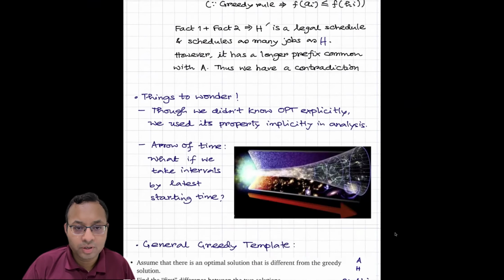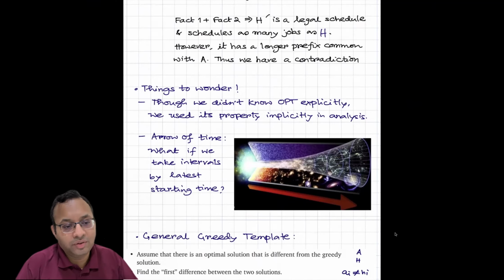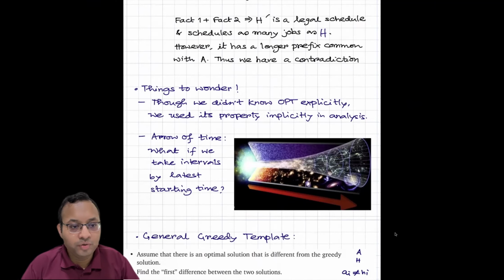Now, a couple of things to ponder. Here we did not know opt explicitly, but we used it properly. We use this property implicitly in the analysis, which is very important. And the second one is this funny thing: in physics we have this arrow of time, and all the equations in physics work if time flows from past to future or future to past. Both ways it's fine. Similarly, in this algorithm, we are scanning from left to right and looking at the earliest finishing time. But if we scan from right to left and look at the latest starting time, will it work? So just think whether it will work or not.